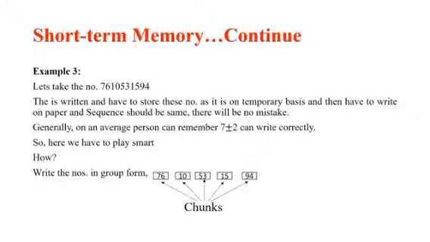So as you can see, the number 7610531594 is written in the form of groups. 76 is one group, 10 is another group, and 53, 15 and 94 are different groups. These are nothing but chunks. The benefit of writing into chunks is that it helps you remember that number easily.